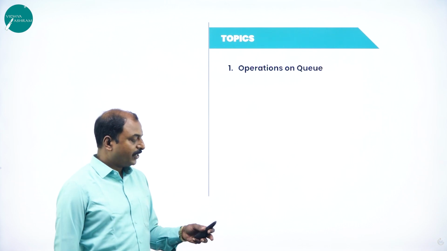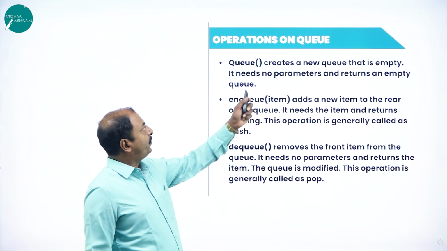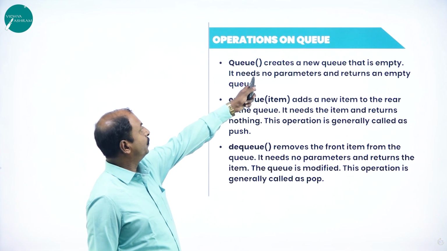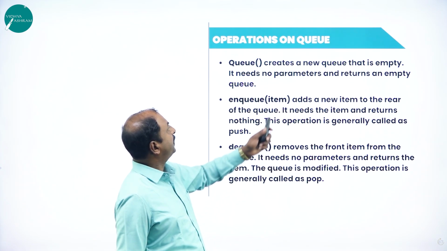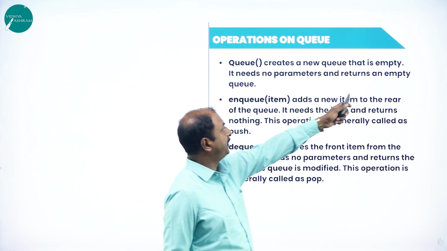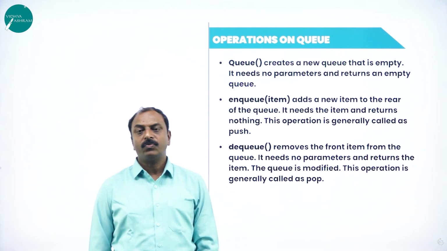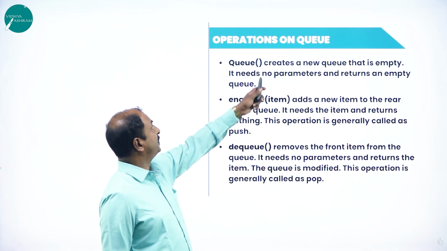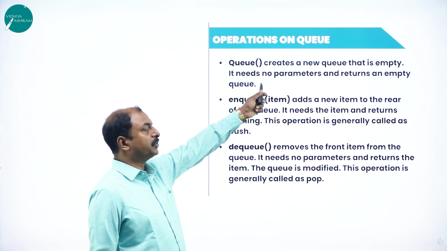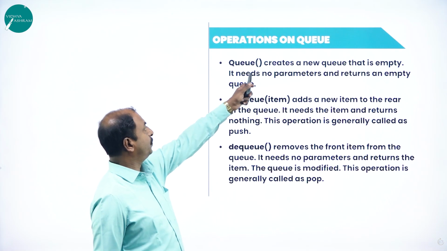Now let us see what different operations can be performed on a queue. The first operation is queue. Here it creates a new queue that is empty. It needs no parameters and returns an empty queue. So in order to start working with a queue, the first step is to create a queue. So this is a function, this is an operation. First we have to create a queue with the operation queue.